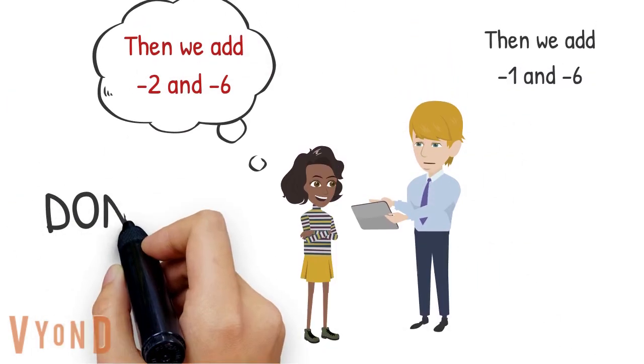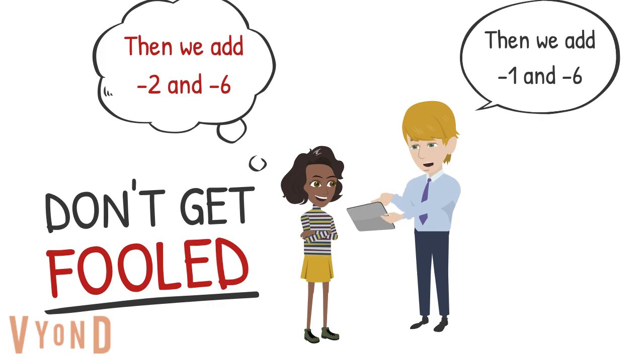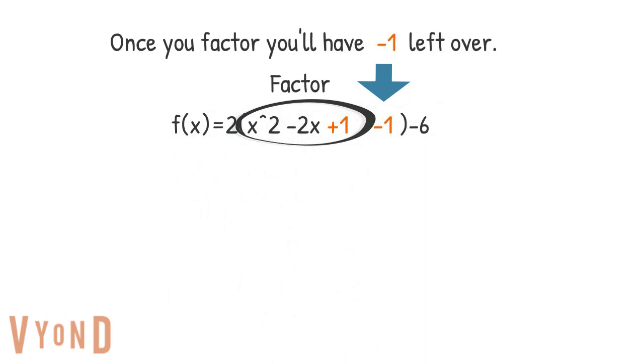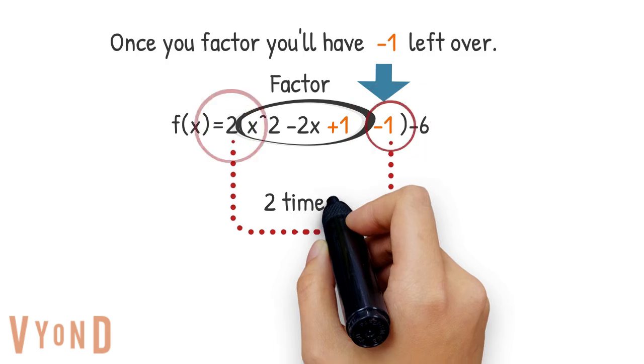Here's where the majority of the students will make a mistake. Okay, what do we do with the negative 1? Are we going to add the negative 1 to the negative 6, or do we do something else with it? Okay, here is the negative 1 I was referring to right here, next to the negative 6. Now, the majority of students will add the negative 1 to the negative 6 and get negative 7.